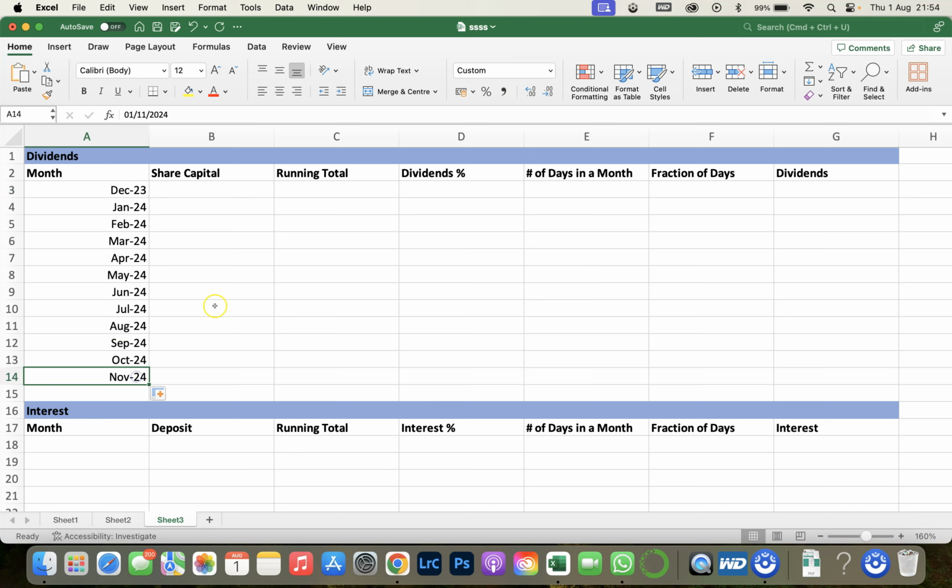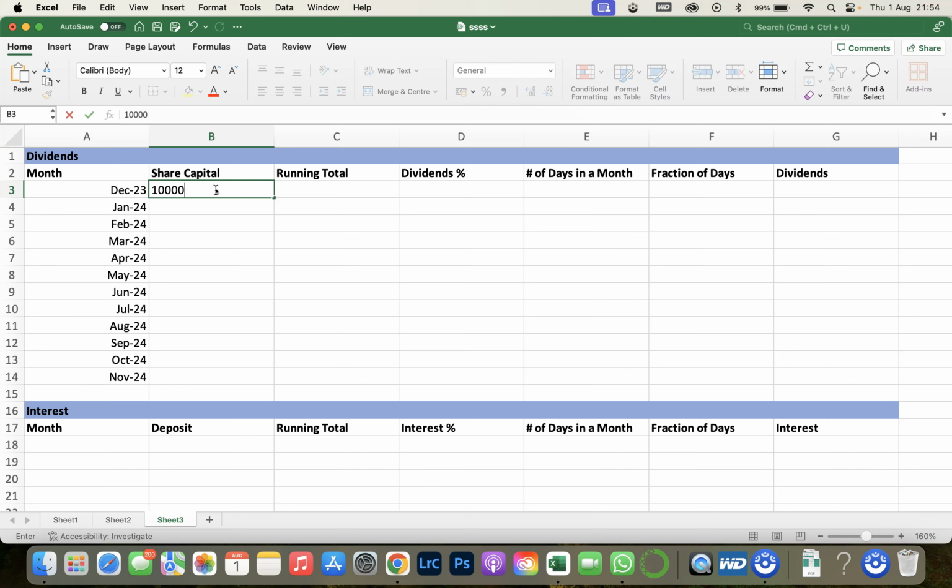Here is the period where I'm supposed to calculate my dividends for the period. Share capital is what qualifies you to be a member, and in this situation what we are doing is that we are assuming that you did not put your 100% share capital at the start when you join the SACCO. So let's go ahead and put some amount here.